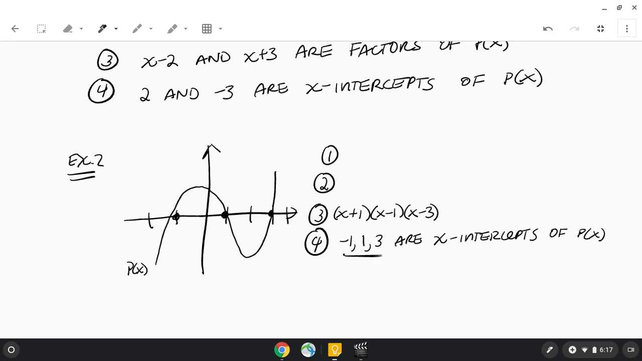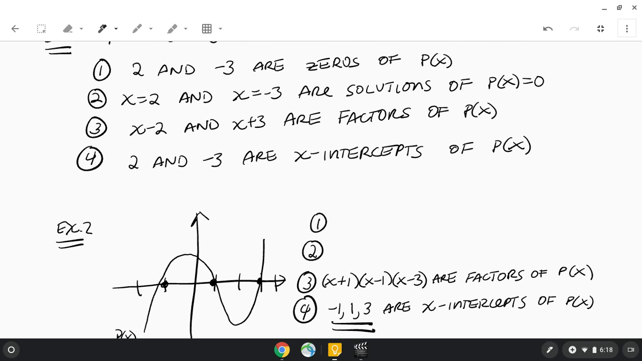So if we know that these are the x-intercepts, then they came from these factors. So they would have to be the opposite, right? So that's minus 1, so we have the factor plus 1. That's positive 1, so we have x minus 1. That's positive 3, so we have x minus 3. Okay, so these are factors of p of x. Okay, and let's see what else is up there.